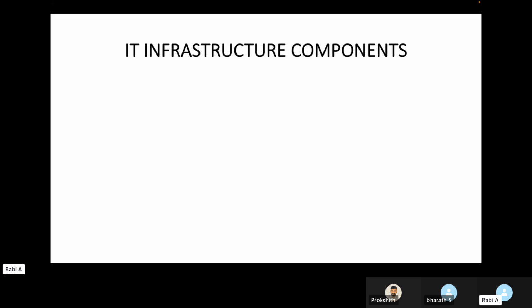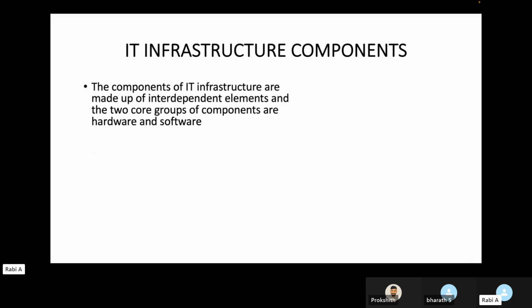Now, whenever we talk about your infrastructure, it consists of different components. So now we'll talk about the different components that are available as part of your infrastructure. The components of the IT infrastructure are made up of interdependent elements, and two core groups of the components are the hardware and the software components. So in general, whenever we talk about an infrastructure, you'll have two categories. One is the hardware components, and then you have the software components.